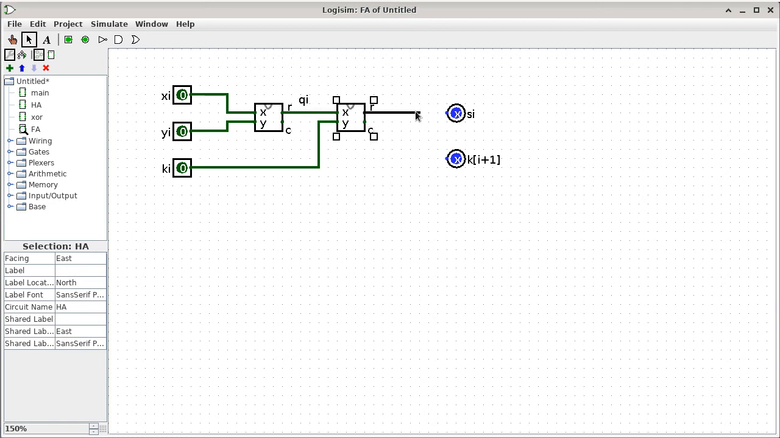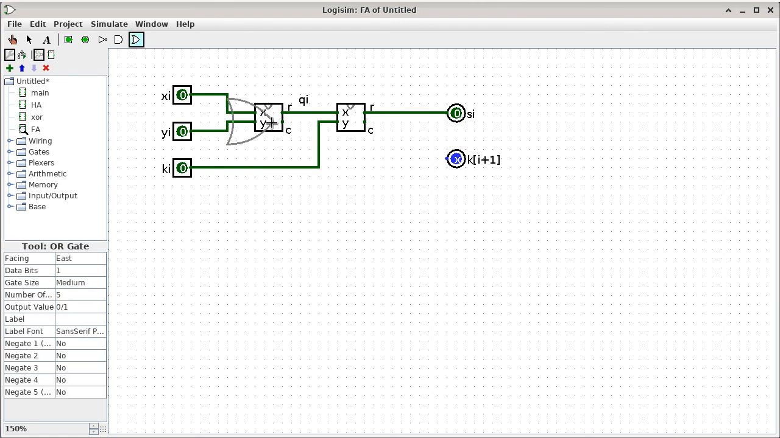Very good. So now the next question is, what about KI plus 1? This one is supposed to go to the next column. Do you guys remember the equation of that? It's taking the carry of XI plus YI, and it also takes the carry of QI plus KI, and then does an OR. Yep. So we got part of the carry here, and part of the carry also over here. We're missing an OR gate, so we'll just take an OR gate.